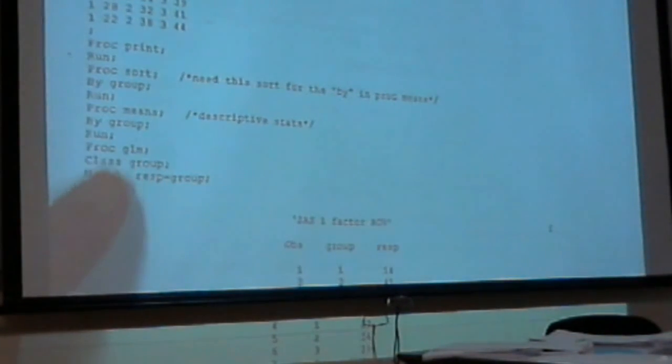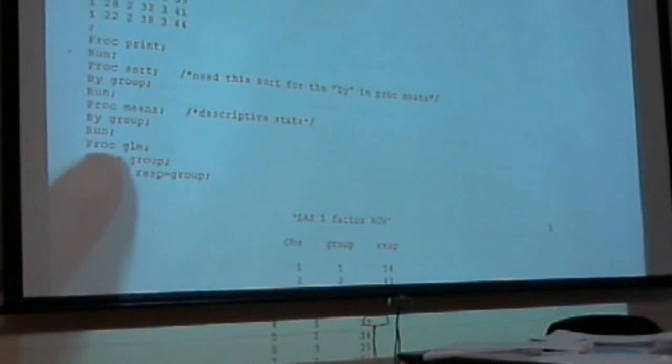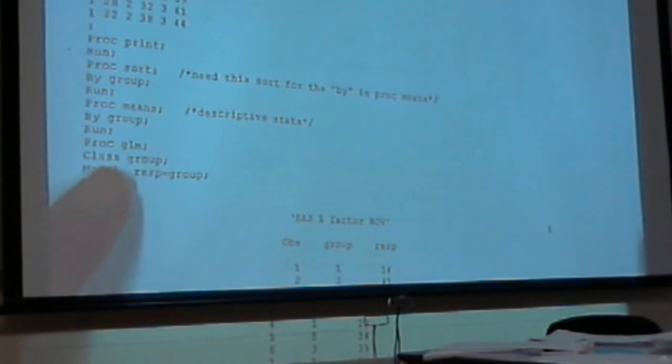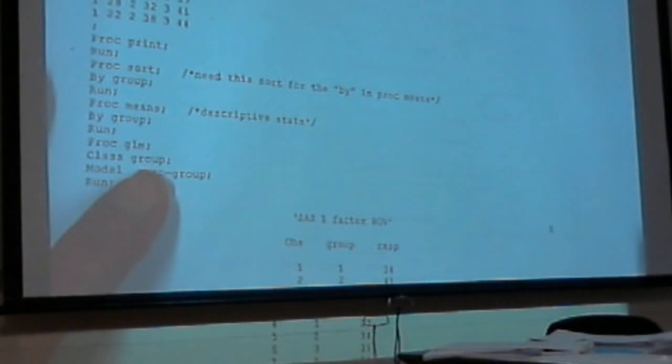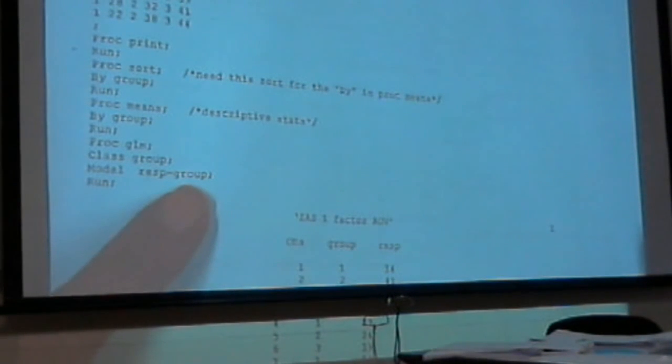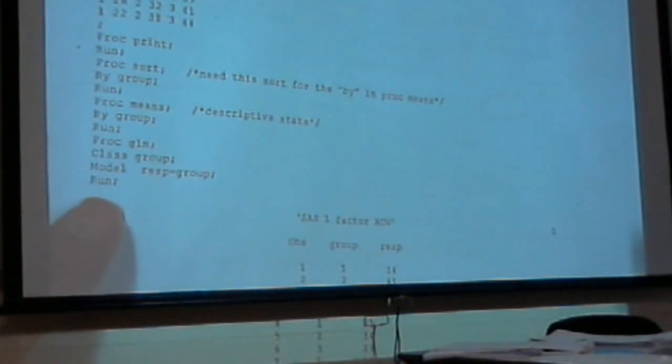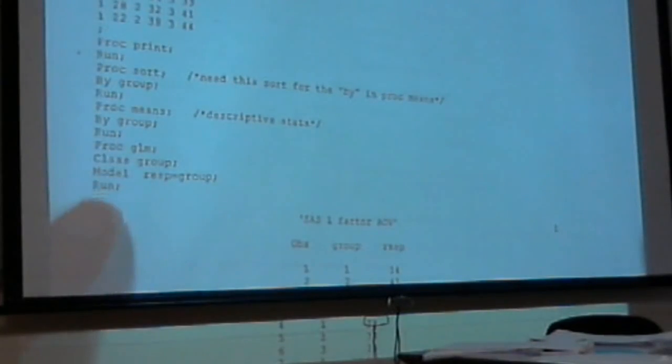So that was produced by the SAS code here, proc means. And the last proc is proc GLM, general linear model. Class group, model response equals group, and then run. So the last proc is the proc GLM.